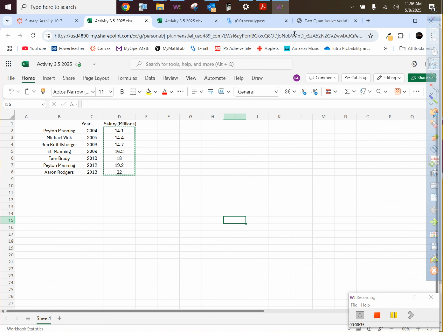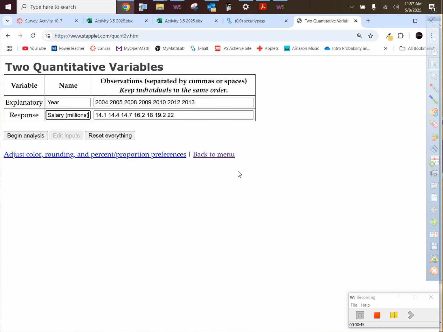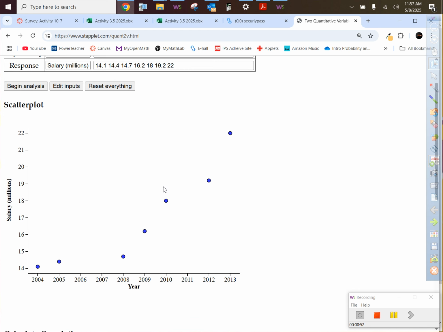So they ask us to put it into the two quantitative variables applet. You can pause this so students can get time to open that applet up, and we'll put in the year and the salary in millions. Then if I begin the analysis, it'll make us a nice little scatter plot of it.